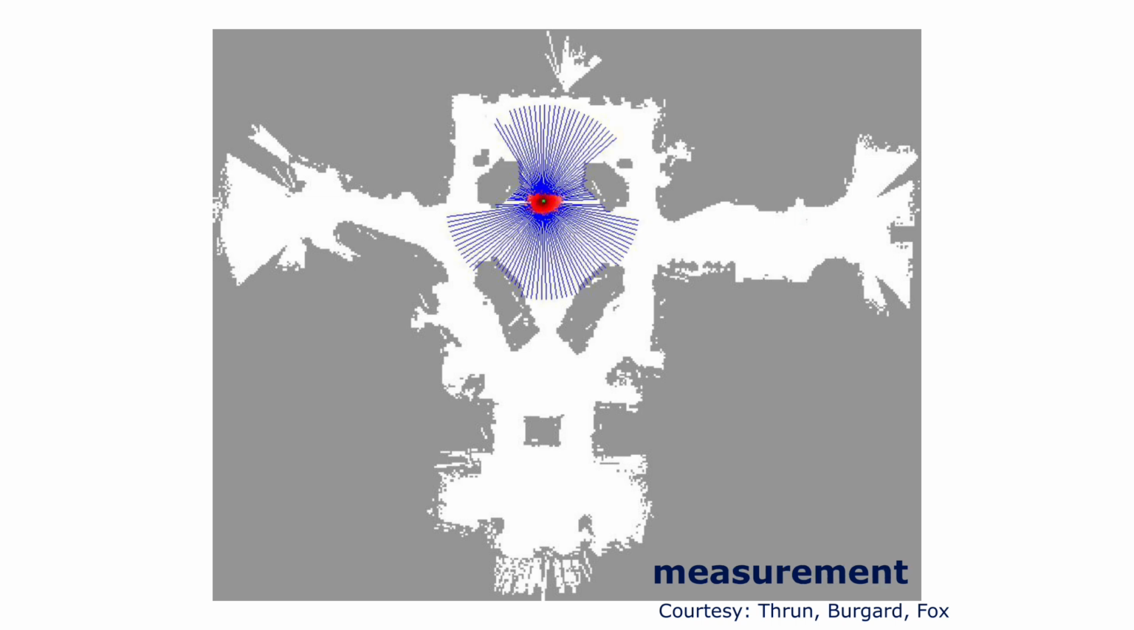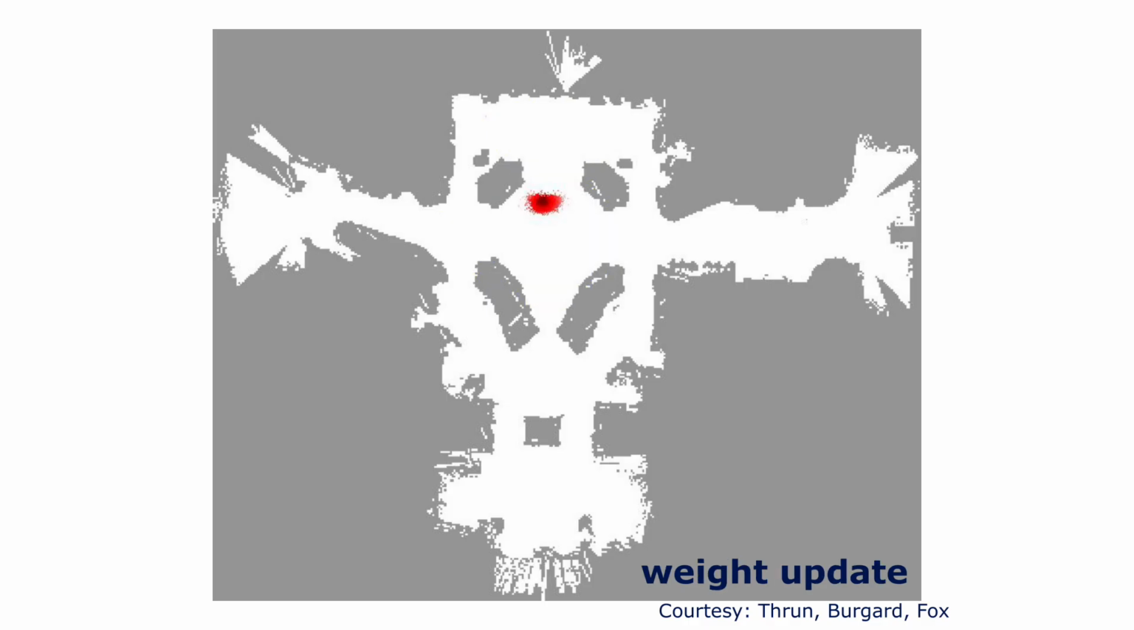By repeating motion updates and measurement updates, the filter keeps refining the robot's position. This process gradually narrows down the robot's true location. All these steps together form the full localization pipeline using particles. This method is called Monte Carlo localization. It uses many particles to track multiple possible robot poses.